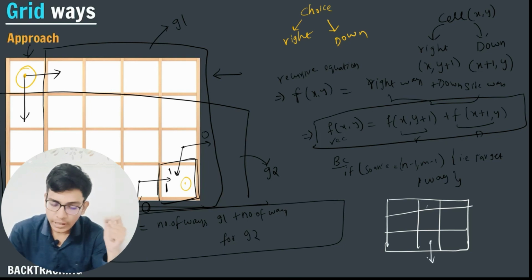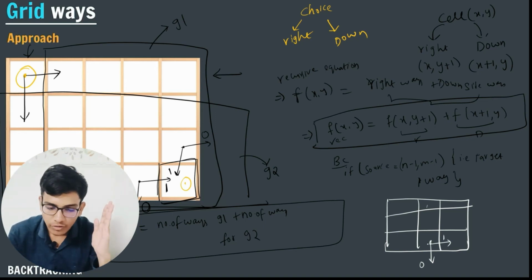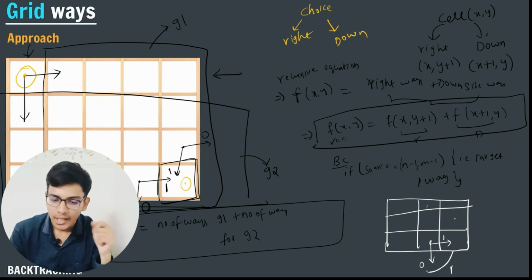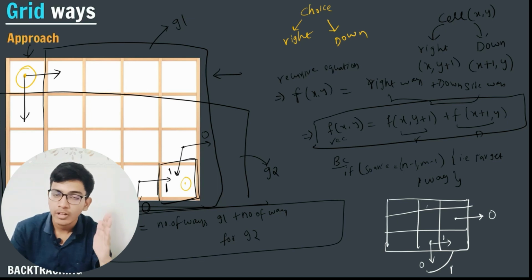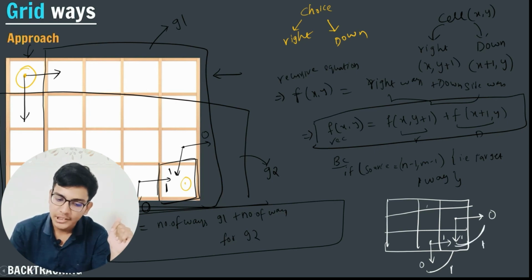If I go down, then I will come out of my grid, so the number of ways will be 0, and here if I choose to move right, then the number of ways will be 1. So this will give me 1. After that, if I am here and I move towards right, then the number of ways will be 0 because I will be coming out of my grid. Now if I come down, then the number of ways will be 1.